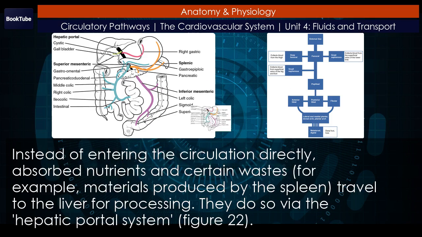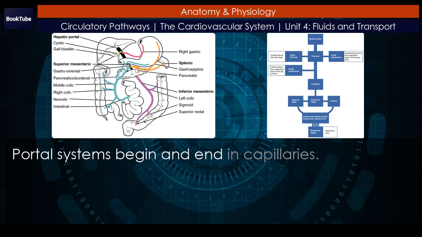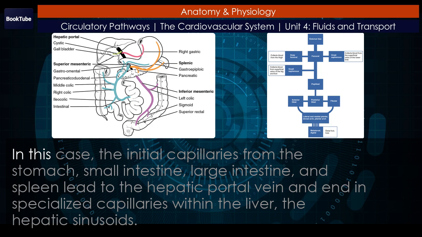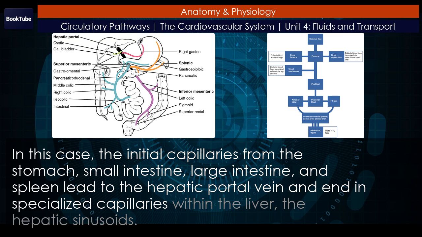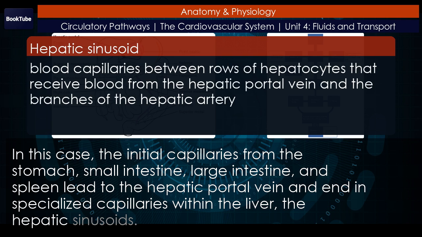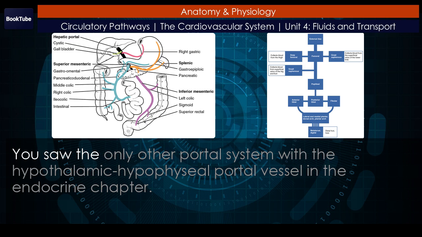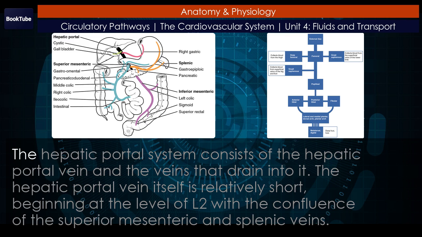Figure 22. Portal systems begin and end in capillaries. In this case, the initial capillaries from the stomach, small intestine, large intestine, and spleen lead to the hepatic portal vein and end in specialized capillaries within the liver, the hepatic sinusoids. You saw the only other portal system, the hypothalamic-hypophyseal portal vessel, in the endocrine chapter. The hepatic portal system consists of the hepatic portal vein and the veins that drain into it.